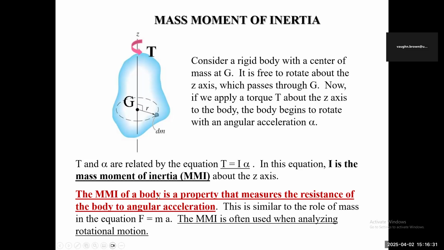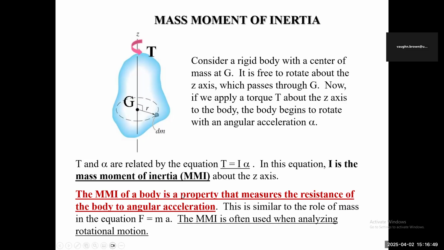So the mass moment of inertia is a property that measures the resistance of the body to angular acceleration, right? And this is similar to the role of what? Newton's second law. But remember what Newton's second law is?